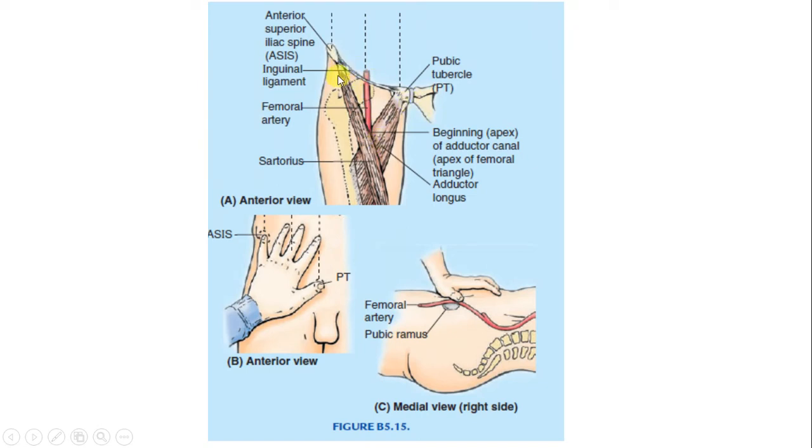Here is the femoral triangle and here is the femoral artery. If you place your little finger over the anterior superior iliac spine and your thumb over the pubic tubercle, with your hand in this position, here will be the femoral artery. You can feel its pulse here, and from this point you can enter the artery. Medial to the artery is the vein.